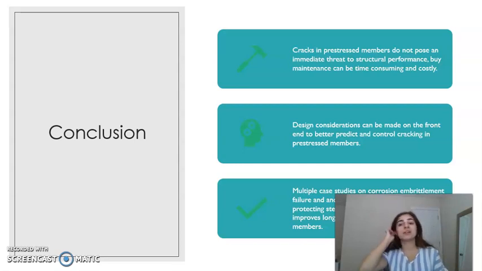So, in conclusion, cracks on their own in prestressed members don't pose an immediate threat to structural performance, but maintenance can be time-consuming and costly, and left untreated can eventually lead to further problems. A number of design considerations can be made on the front end to better predict and control cracking in prestressed members, and multiple case studies reveal that using polymer sheathing to debond or protect steel strands can improve long-term durability in prestressed members.